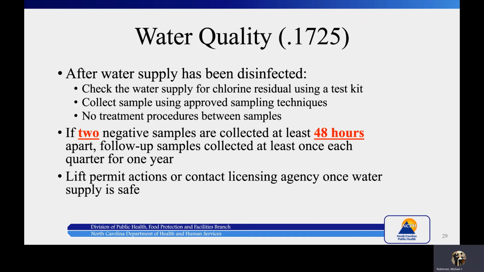Okay, I've had situations in the past where I have sampled a well and it was fine. We lifted the permit action. I went back in a quarter or two later and the contamination came back again. So that's the reason to make sure that we are following up once a quarter for 1 year. Again, once the water supply is safe, we're going to lift our permit actions. We're going to contact our licensing agency if it's a licensed facility and let them know that the water supply is safe again.